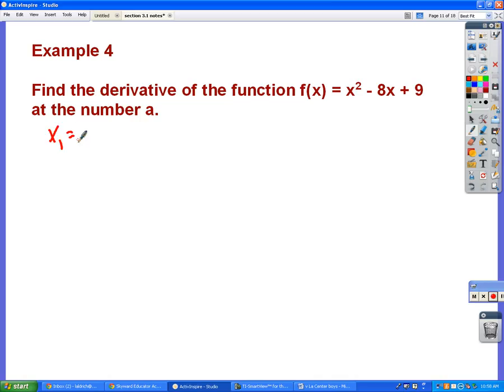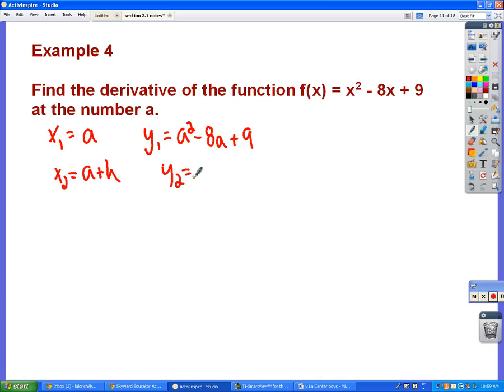Okay, so x1 is what? A. And y1 is what? A squared minus 8A minus 9 plus 9. Okay? And really, as Gabe and I were talking before, we're doing the same thing as we did before. Now x2 is going to be a plus h. Is this what we did in all the algebra reviews? Yeah, exactly. That's why they had to practice that. And then the fun part is now I have to take a plus h and plug it into this equation here.